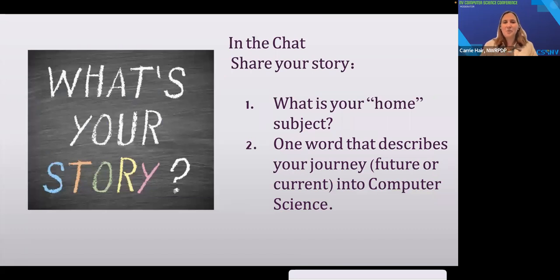And I love it. So here's what I would like to do. If this wasn't virtual, you'd get into your groups and you talk about how you're getting into computer science. But I want you to do this. I want you to share your story in the chat. What is your home subject? Your home subject could be science, or it could be your passion. And then once you tell your home subject, one word that describes your journey, whether it's future or current journey into computer science. That's a lot to take in, your journey in one word. So I'll give you about 30 seconds or so to think about that.